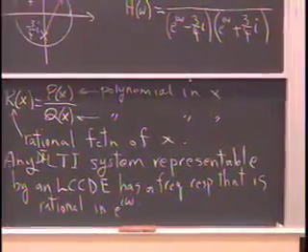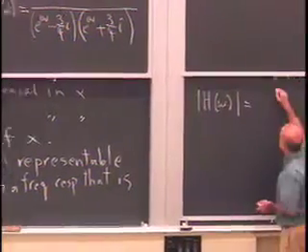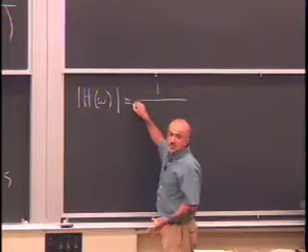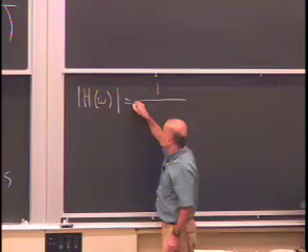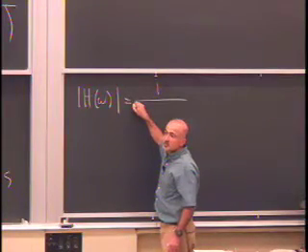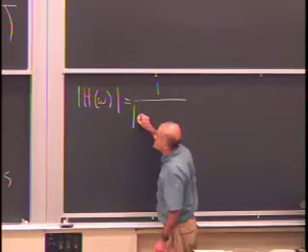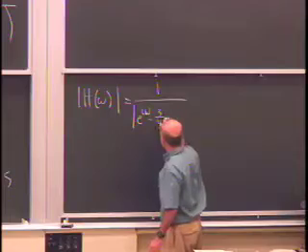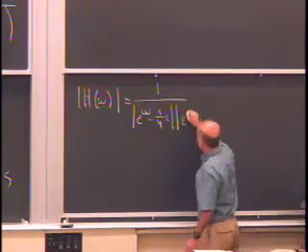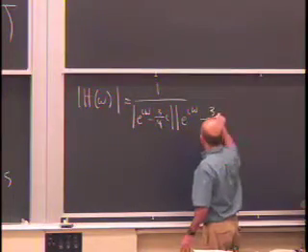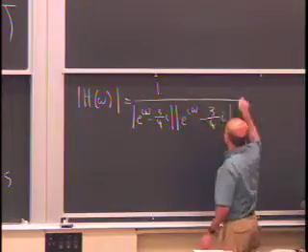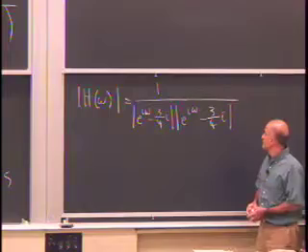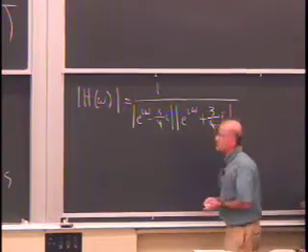What's the magnitude response? What's the numerator? 1 over the magnitude of that product. What's the magnitude of a product? Product of the magnitudes. So I have the product of one of those red vectors' lengths and the product of the other vector's length.